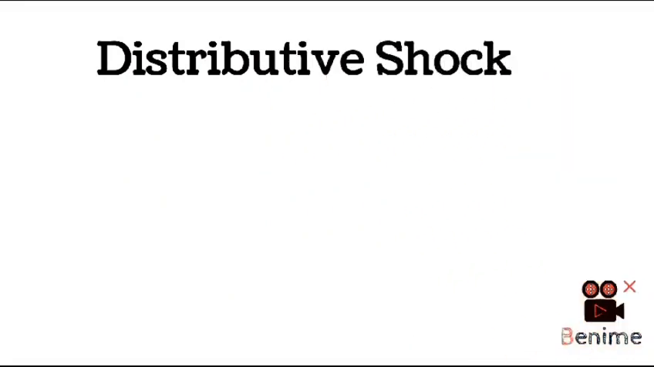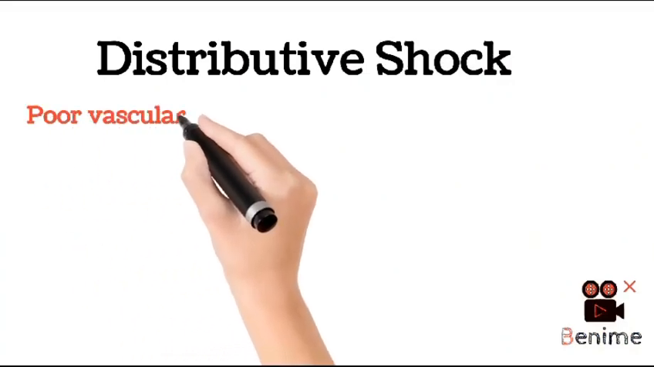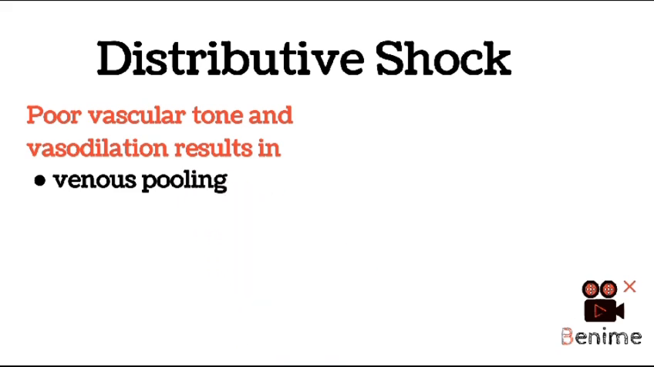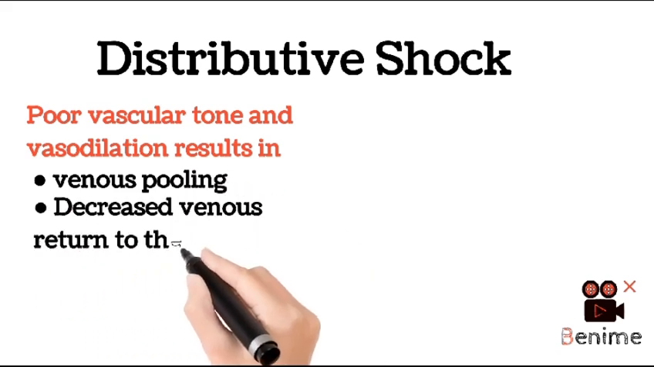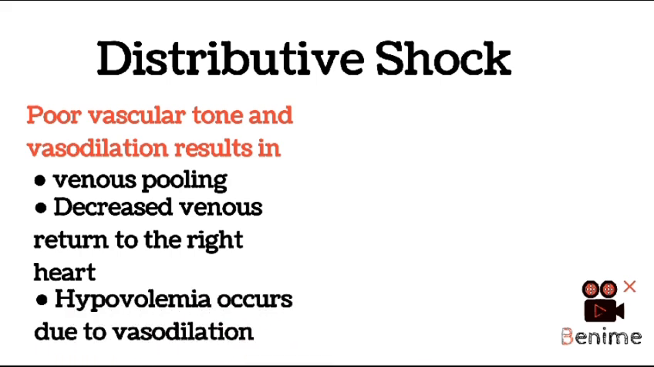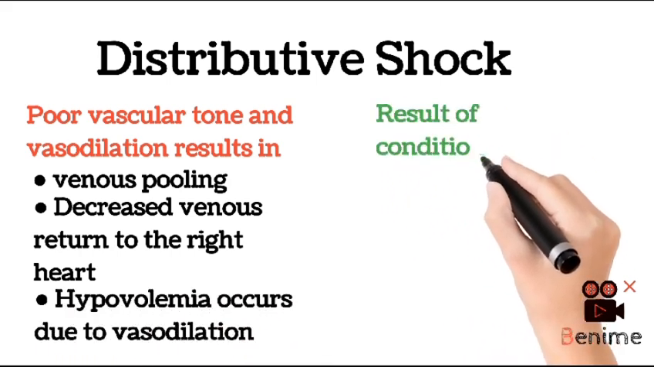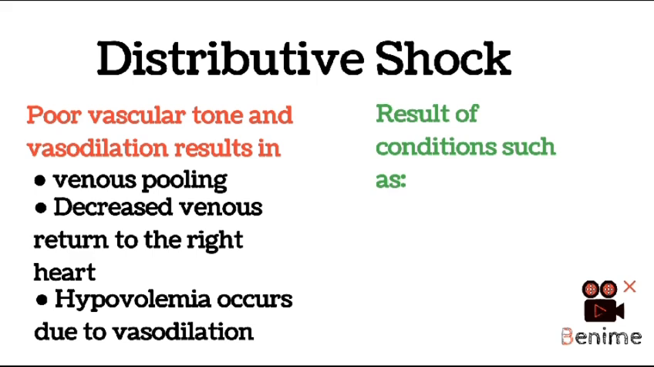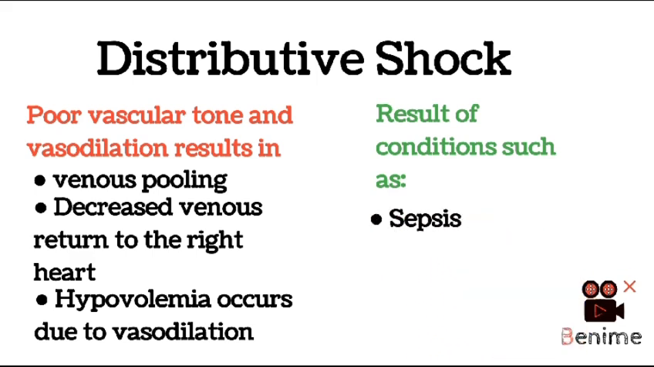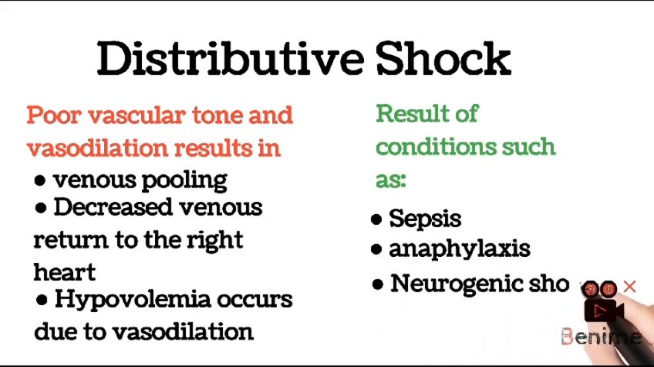Distributive shock. In distributive shock, vessels are not working properly to get the blood from the heart to the tissues and organs. Poor vascular tone and vasodilation results in 1. Venous pooling. 2. Decreased venous return to the right heart. 3. Hypovolemia occurs due to vasodilation. Result of conditions such as 1. Sepsis. 2. Anaphylaxis. 3. Neurogenic shock.